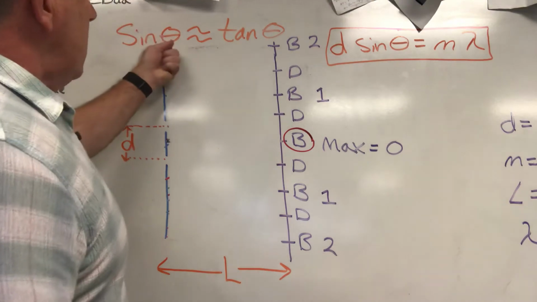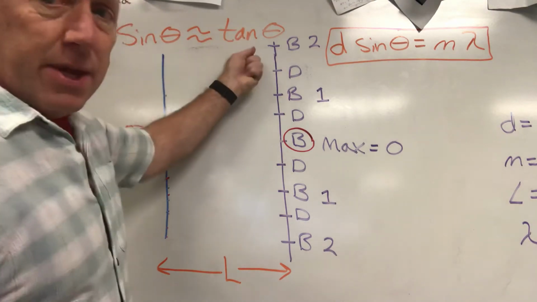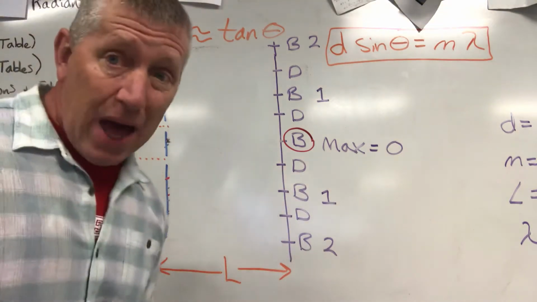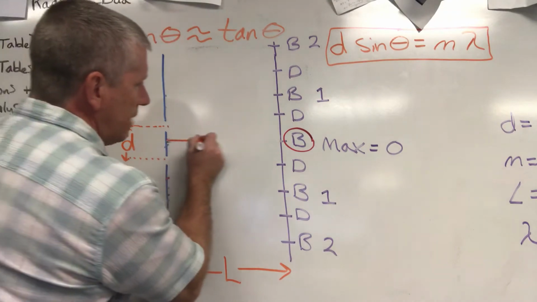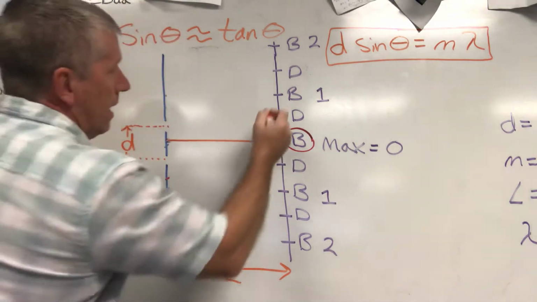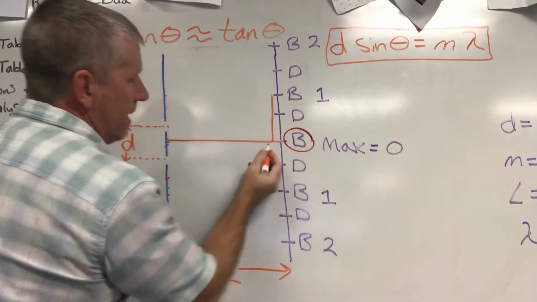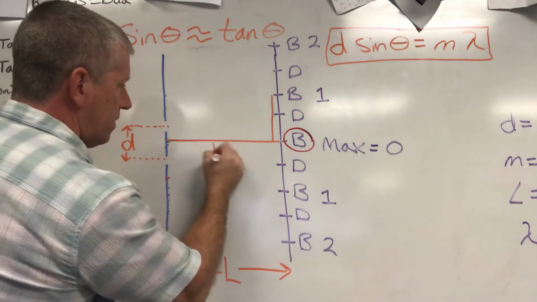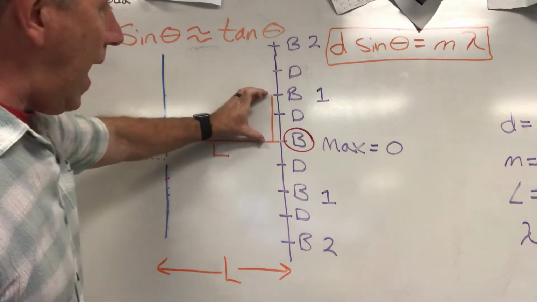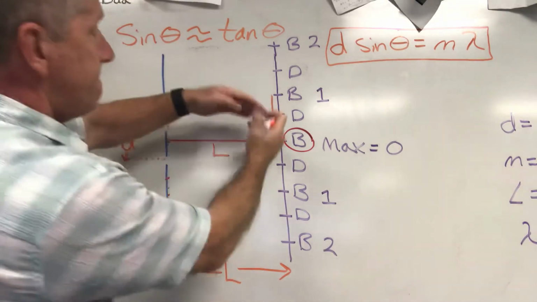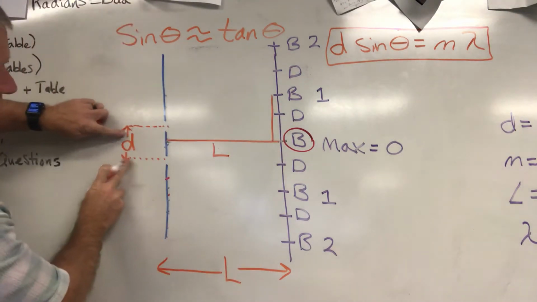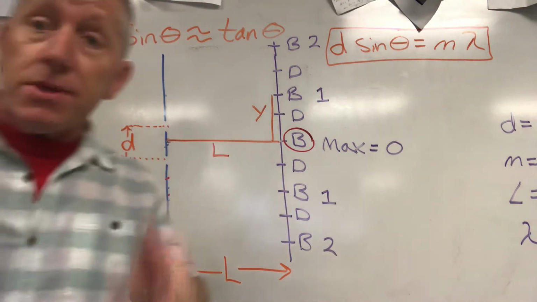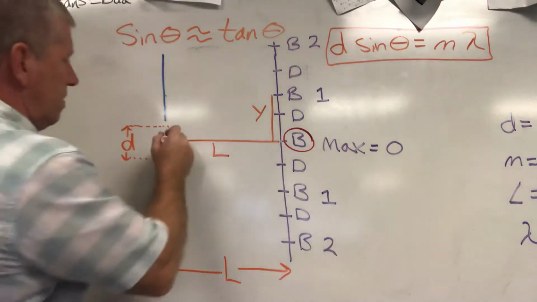So, the sine of an angle for a small angle is essentially the tangent of the angle. You might say, well, so what? What difference does that make? Well, check it out. If I draw that line across here, and I know the distance from that center maximum to the first maximum, this L is one side of the triangle, and this is called Y, the distance between the two bright spots. D is the distance between the two openings, but Y is the distance between the two bright spots. Then, hey, check it out.